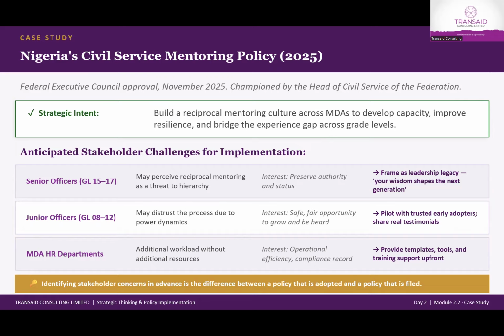And so this kind of policy, now when you want to implement it, let's look at some anticipated stakeholder challenges for implementation of this policy. Those at the top, let's say level 15 to 17, may perceive reciprocal mentoring as a threat to hierarchy. Because what reciprocal mentoring basically means is mentoring from top and bottom. So, for example, the older ones will teach the younger ones institutional knowledge, policy know-how. The younger ones will teach them digitalization, how to work digitally.